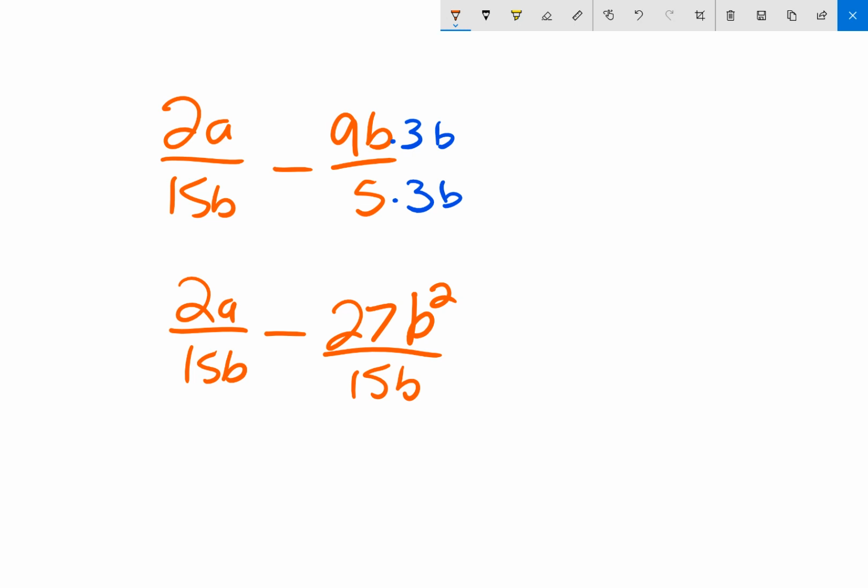So now I can subtract. The common denominator stays 15b. But now I have 2a minus 27b squared. And as far as I know, that's as much as that's going to simplify. So I guess we'll have to leave it at that.